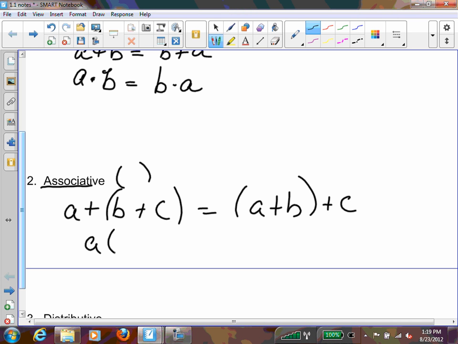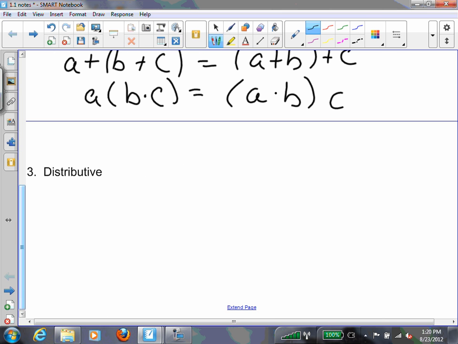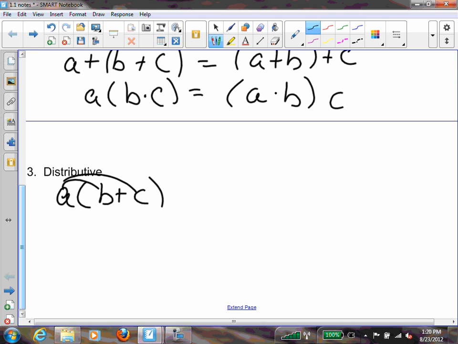Okay. If I said A times B times C, what would it be equal to if I was using the associative property? Sydney? Okay. And then we know the distributive property. That simply means that what we take on the outside gets multiplied by each term on the inside.